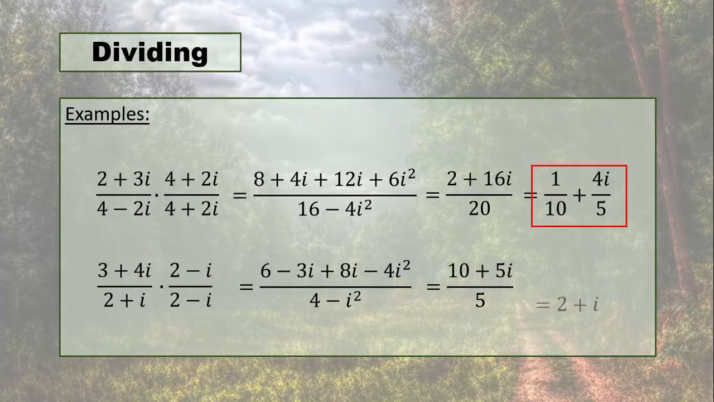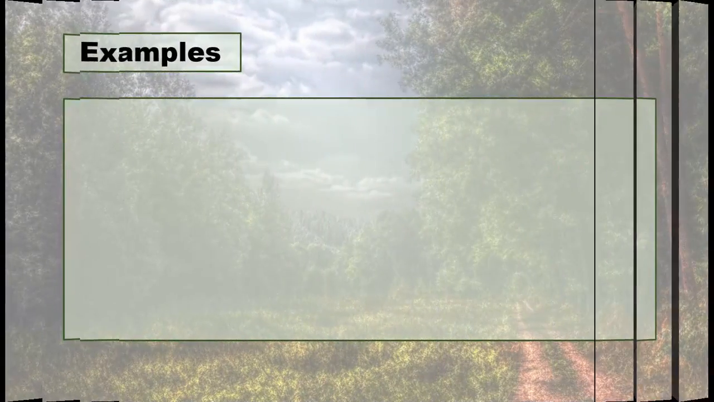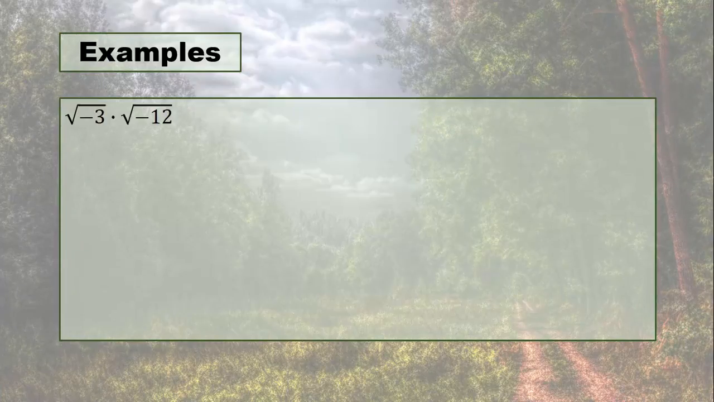Reduce if you can. 2 plus i. All right, let's try some examples where you're not given the term in a proper form in the first place. The square root of -3 times the square root of -12. All right.